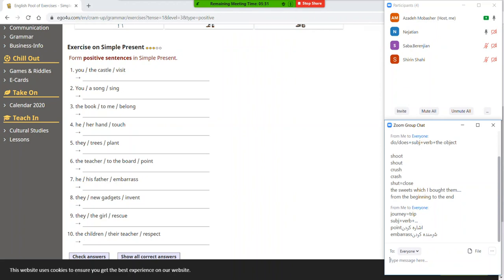They invent new gadgets. What does gadget mean? Gadgets is the plural form of gadget. In Persian, what does it mean? Musa, do you like cartoons? Yes? Okay. Have you ever watched Detective Gadget?